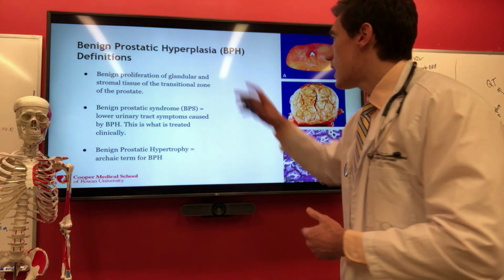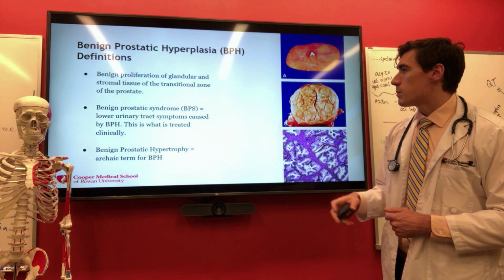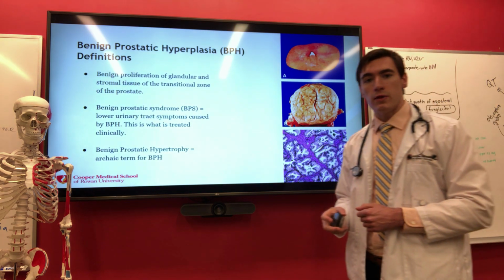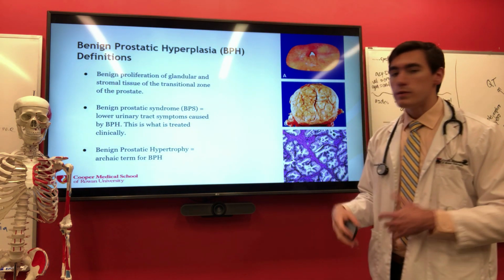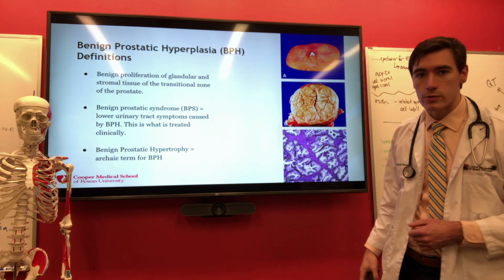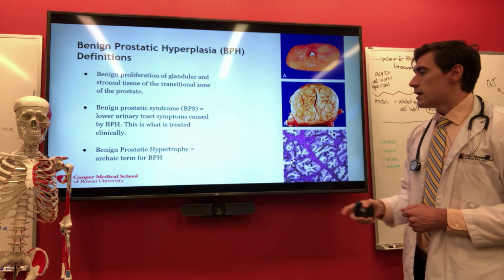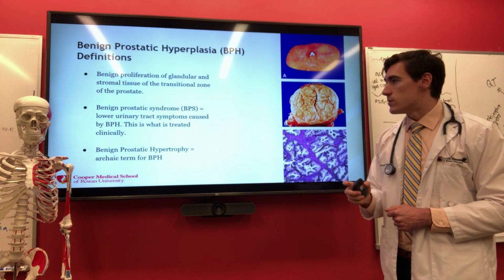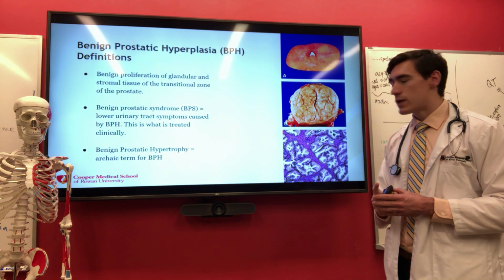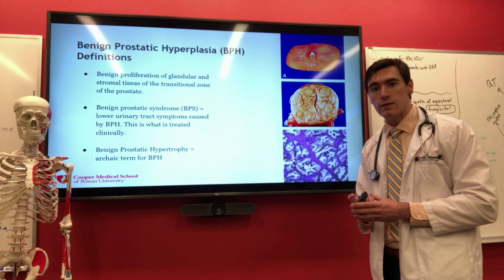All right, so benign prostatic hyperplasia, let's start with our definitions. Benign prostatic hyperplasia is benign proliferation of glandular and stromal tissue within the transitional zone of the prostate. That's the zone that we see kind of around the urethra, right? Benign prostatic syndrome is more of a clinical diagnosis, and those are the lower urinary tract symptoms that are caused by BPH, and this is what we treat clinically.